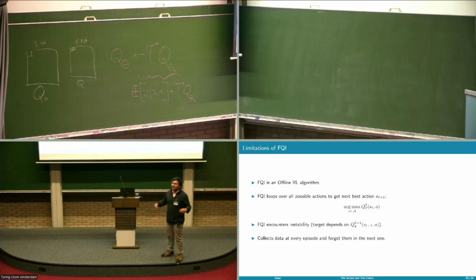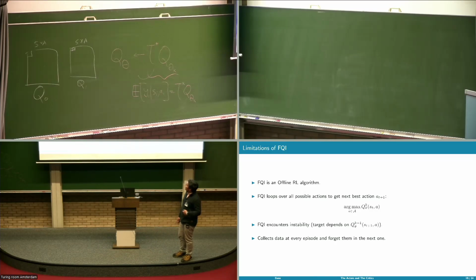So you already collect the data, you really trust the diversity and the coverage of the data, and then you learn to do regression. FQI loops over all possible actions to get the next best action because you are calculating the greedy policy. So if you have continuous action, for example, or a very large action space, things are a bit too costly.